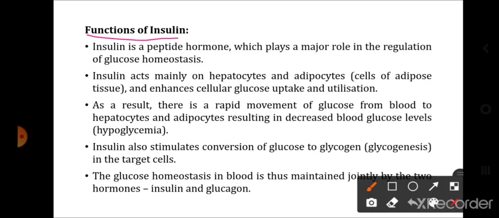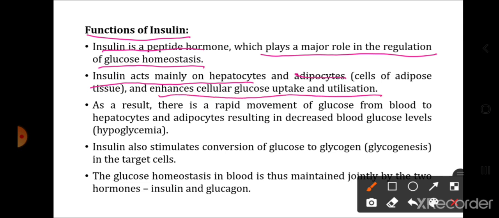Now next is the function of insulin. Insulin is a peptide hormone which plays the major role in regulation of glucose homeostasis. Insulin acts mainly on hepatocytes and adipocytes, that is cells of the adipose tissue, and enhances the cellular glucose uptake and utilization. ये इफेक्ट अपोजिट होगी इंसुलिन और ग्लूकागॉन की.